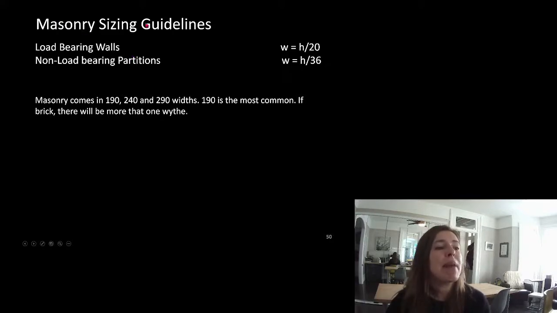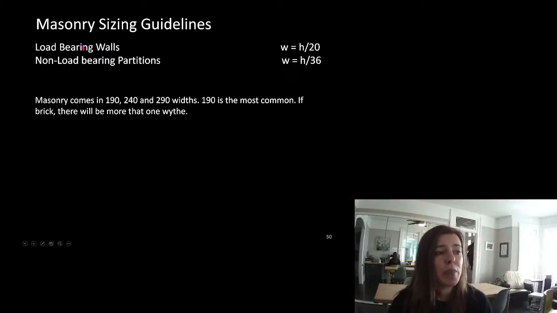So masonry. So this would be our block. So remember, block comes in 190, 240, 290 widths. 190 is the most common. If brick, it's usually 90 millimeters, and there would be multiple wides, and they put mortar in between. So it would still work out to be 190.